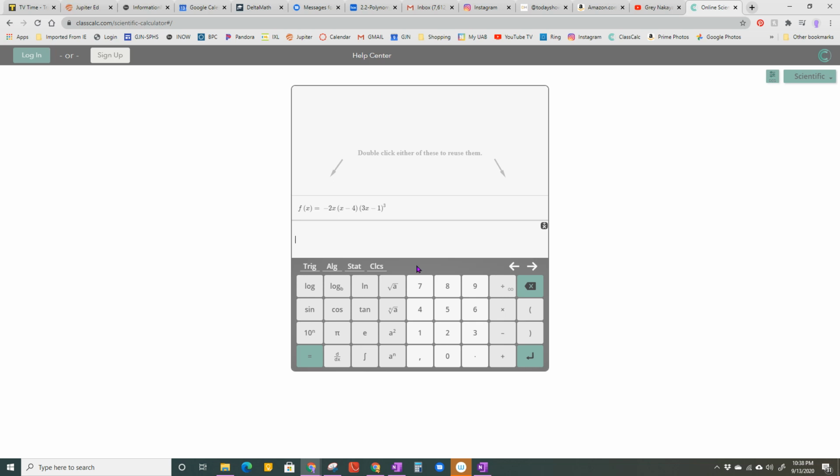Now our zeros, I don't know if you remember, were 0, 4, and 1/3. And when you do this in Delta Math, you're going to have to plot some points, on whatever grid he gives you for whatever the polynomial is. So I'm going to show you how easy it is to find all the other points on your graph.